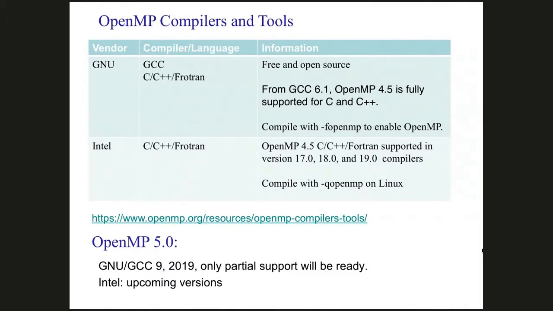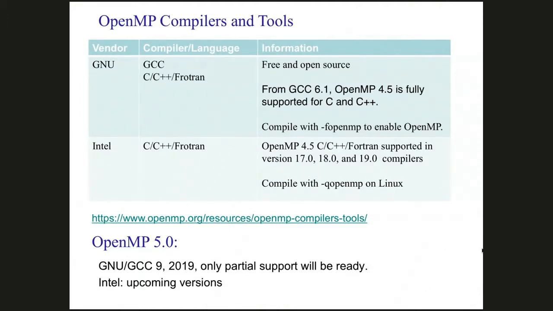So nowadays, so far on our computer candidate systems, we have these two types of compilers for sure. One is the GNU, the GCC and the GFortran. They are free and open source, and we update it when a new version is available. For this set of compilers, from GCC 6.1, OpenMP 4.5 is fully supported for C++, and then Fortran is supported afterwards.